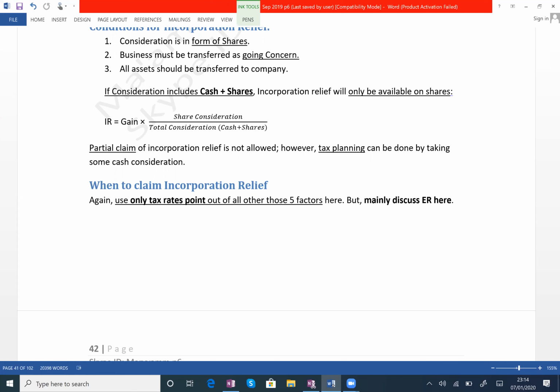Got my point? So small part disposal relief is a deferred relief. You can defer the gain of part of an asset. But before deferring the gain, you can see the 5 planning factors in your part disposal notes. 5 planning factors before deferring the gain. Which planning factors? Can you tell me?